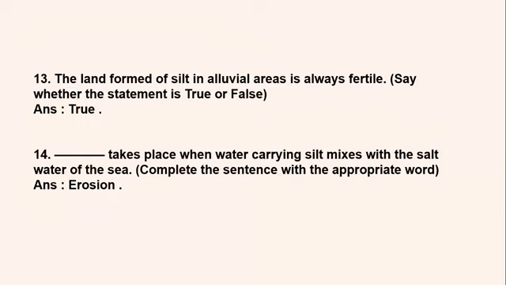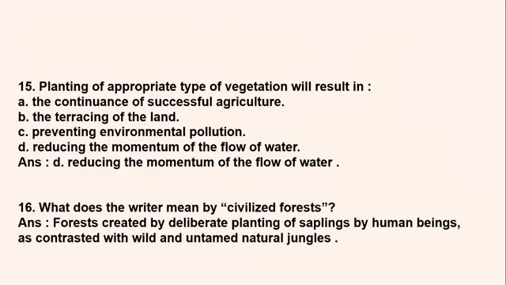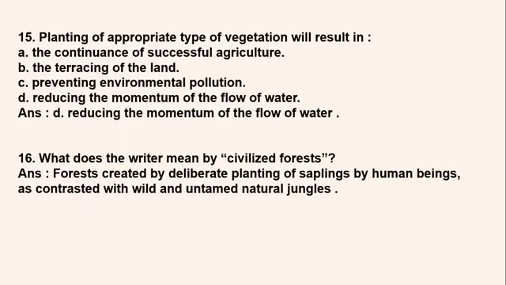I hope, students, you have got the answer for this 14th question. Let's move on to the next one. And this is again an optional multiple choice question. Question is, planting of appropriate type of vegetation will result in dash. A, the continuance of successful agriculture. B, the terracing of the land. C, preventing environmental pollution. Or D, reducing the momentum of the flow of water.